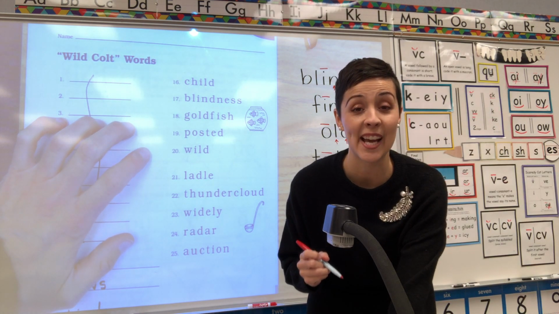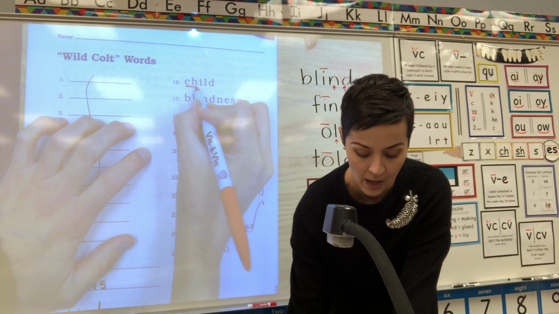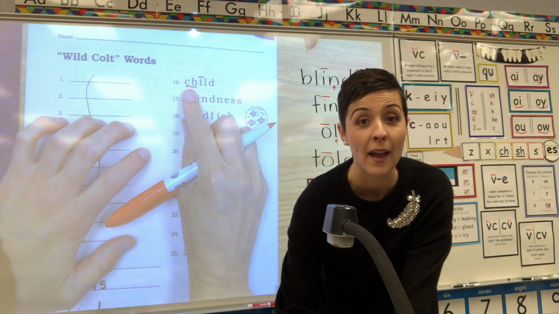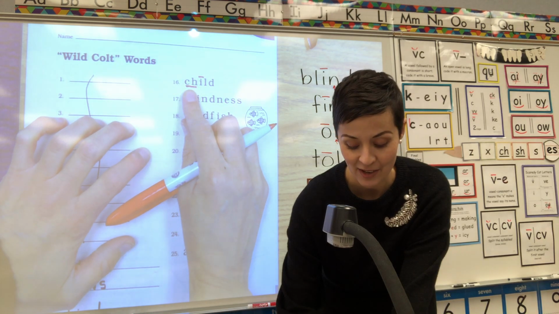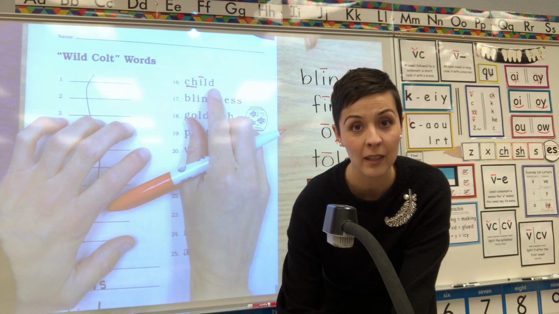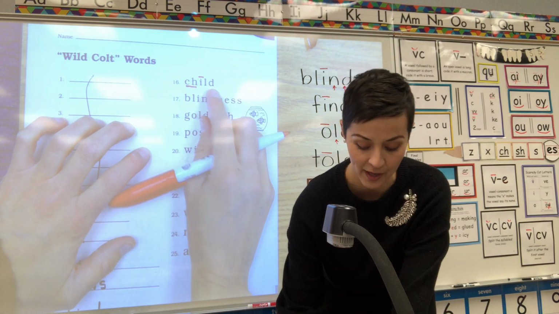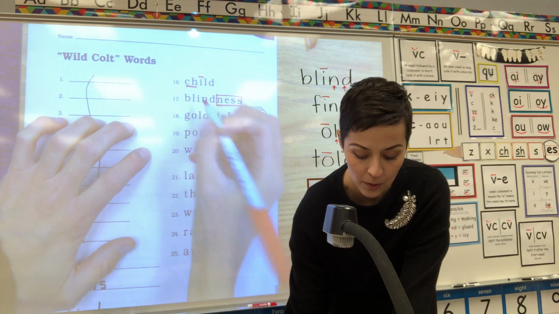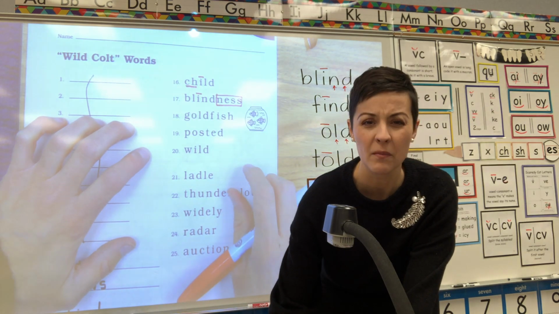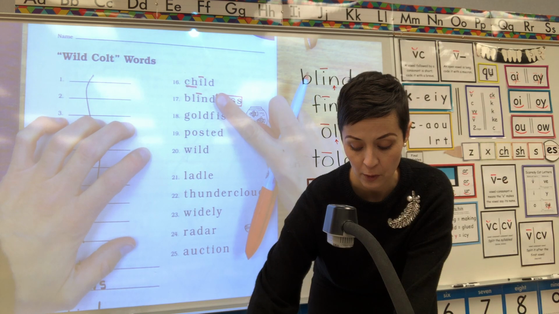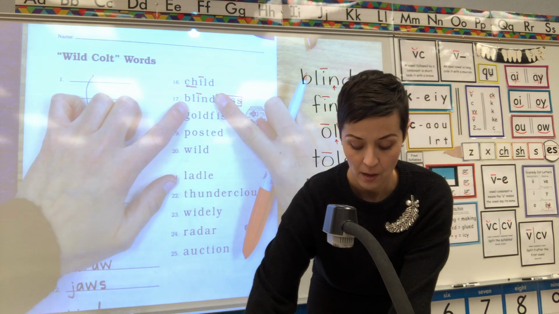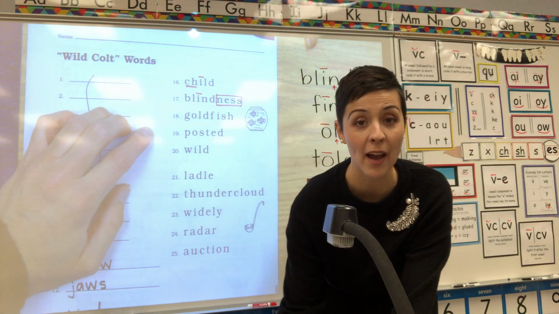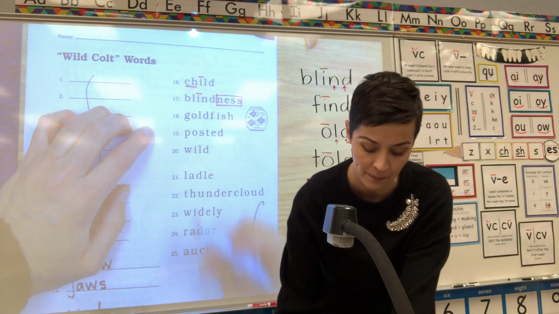Okay, 16, digraph CH, underline. I followed by two consonants, code it with a macron. And start CH, read it, get ready. Child, what word? Child. You got it, child. 17, box your suffix ness. Root word, macron over the I. Will you read just the root word first for me? Starting B, get ready. Blind, whole word, blindness. You got it, that word is blindness, like somebody who can't see.